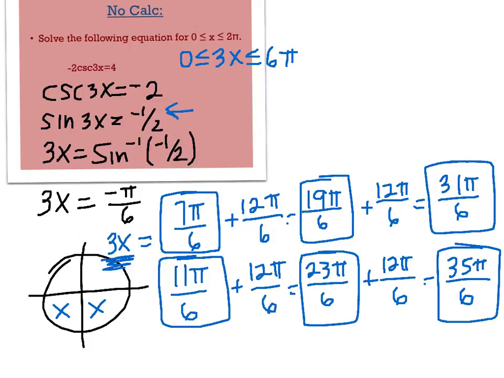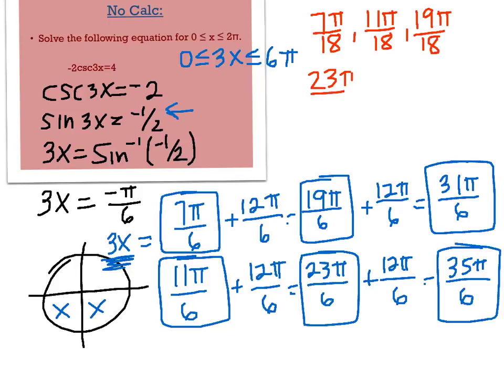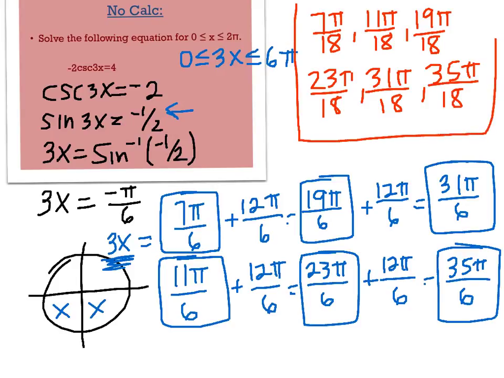Kind of move up here, we end up with 7 pi over 18, 11 pi over 18, 19 pi over 18, 23 pi over 18, 31 pi over 18, and finally 35 pi over 18. Again, 6 answers, kind of a lot of work, no calculator, but that question should be pretty fair game.